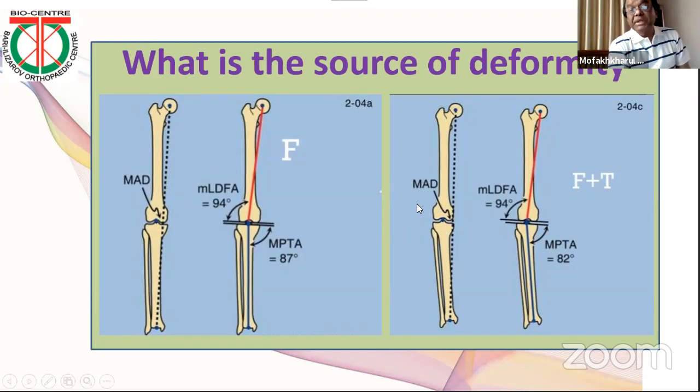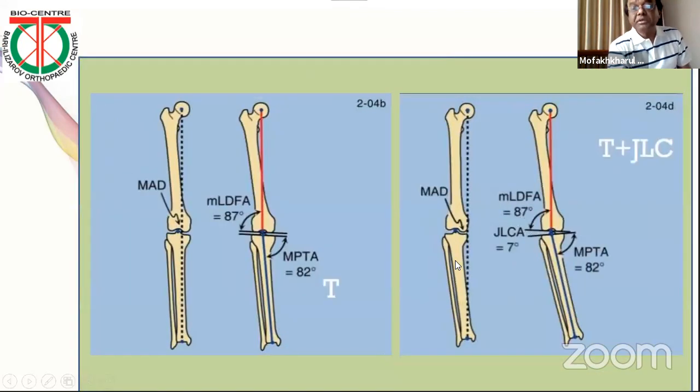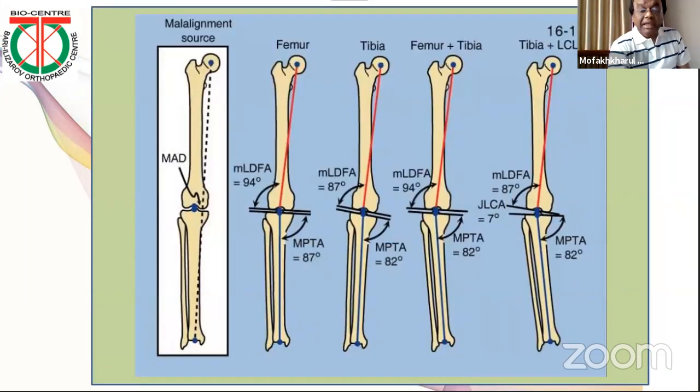This is normal. This is mechanical axis deviation. Again, you can see here, this is 94. This is 82. The problem is both the femur and the upper tibia. And JLCA, joint line convergence angle, will also change. Normally, this is 0 to 2 degrees. Look at this, same. JLCA here, you can see this is 7 degrees, joint line convergence angle. And now, the alignment source: think about the femur. Here is 94. Here is 87, this is normal. Here is 82, this is 94. This is not normal. And JLCA here you see 7 degrees.